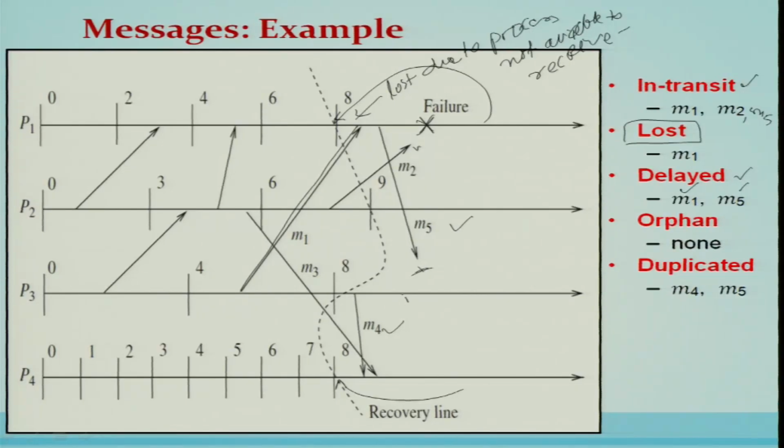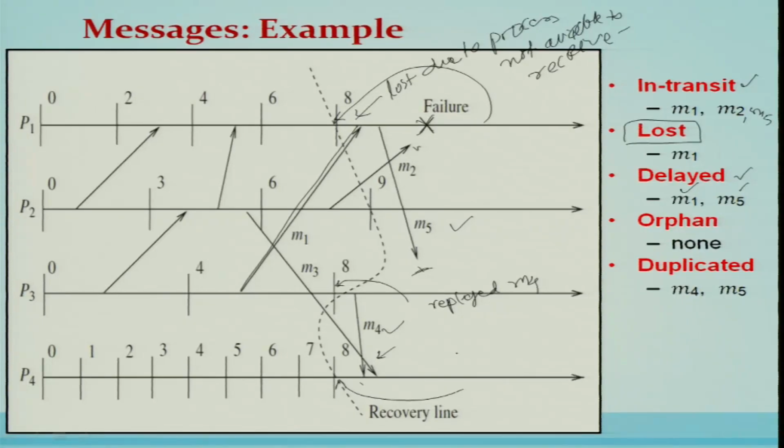Now when it has to roll back, then from the log this particular message, the sending of message M4, will be replayed again, resulting in another copy of the message M4 being generated. Here on process P4, that same copy will be sent again and will result in duplicate messages.